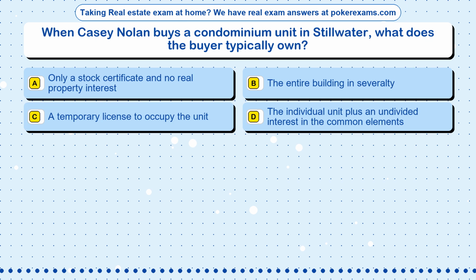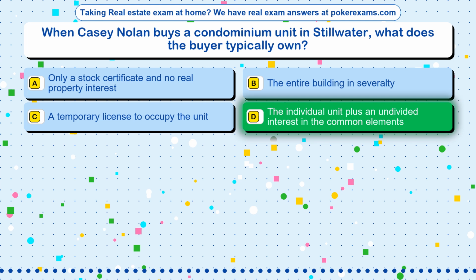Question 68. When Casey Nolan buys a condominium unit in Stillwater, what does the buyer typically own? Option A, only a stock certificate and no real property interest. Option B, the entire building in severalty. Option C, a temporary license to occupy the unit. Option D, the individual unit plus an undivided interest in the common elements.